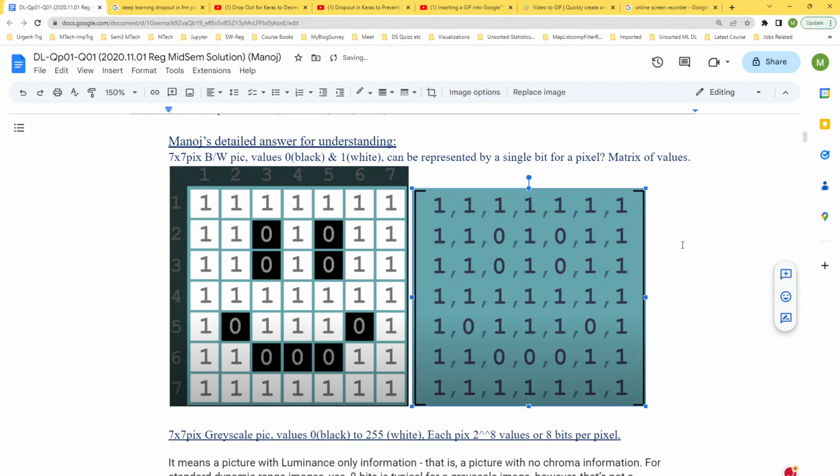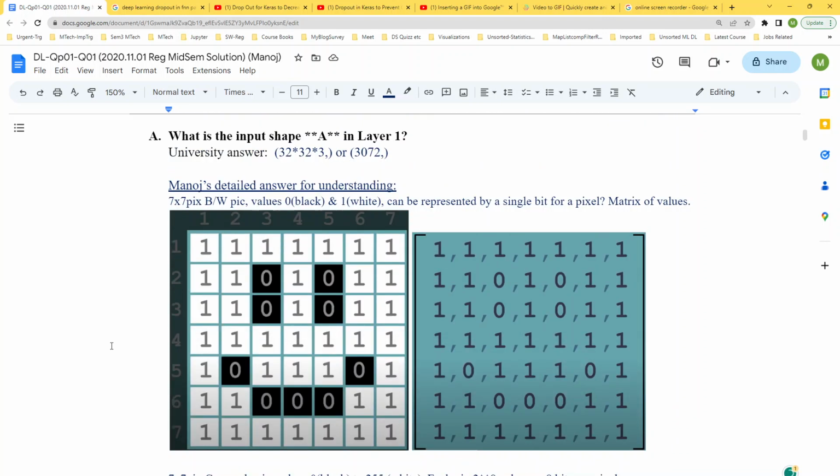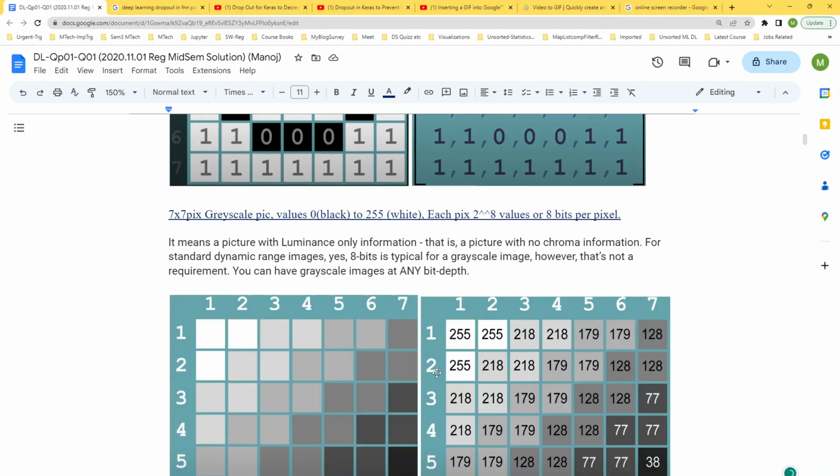Exactly. This is black and white. There's only black and white, so either it can be 0 or it can be 1. This can be represented by a single bit. For 1 pixel we are using only 1 bit. So you understood the black and white thing, the 7 by 7 pixel thing, right? Everyone okay?